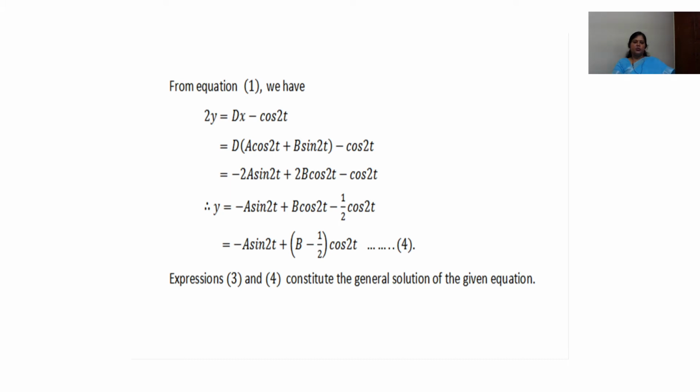So here we have 2 cos 2t terms, that's why we are combining them too. So y is equal to minus a sin 2t plus (b minus 1 by 2) into cos 2t. So this is our y value. Already we have the x value. These two values give the general solution of the given equations.